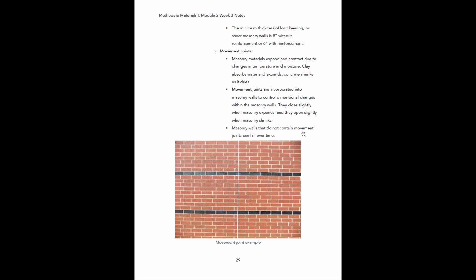Masonry walls that do not contain movement joints can fail over time. Okay, so they can just naturally fall apart because they're expanding, contracting, and there's nothing there to control that. So here, if you look at this picture, this is an example of a movement joint. That's this line that's running through the center. Basically they will just make a cut that runs all the way through there, and that's going to control where a failure would happen if one were to occur, and that just keeps the structure as a whole from failing.